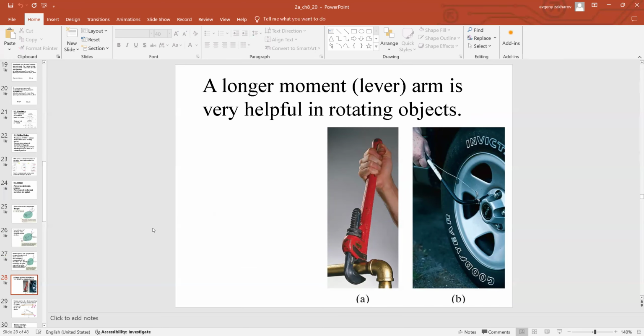The more the moment arm, the easier it is for you to start rotation. A real life example is to try to rotate the nut that connects the wheels to your car. The more the moment arm, the less force is needed to start rotation.